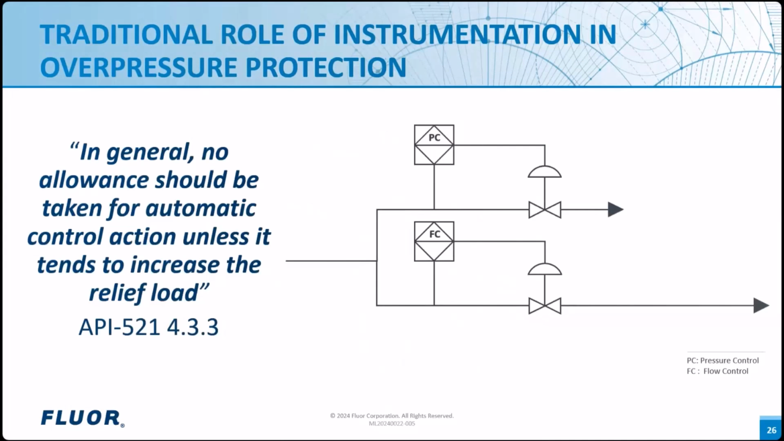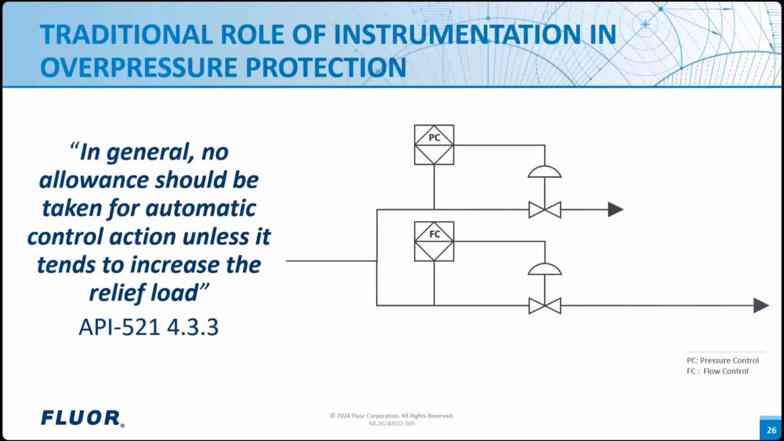Next, we will discuss the traditional role of instrumentation in the overpressure protection with the PSV. Control actions, DCS or SIS, are not credited when determining the required relief load to be passed by a PSV. If a control action reduces the required relief load, then the action is assumed not to occur. However, if the control action makes the relief load larger, then it is assumed to occur. To demonstrate this, consider the following example.